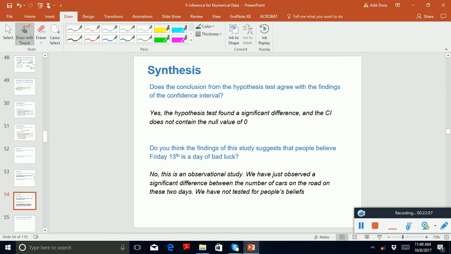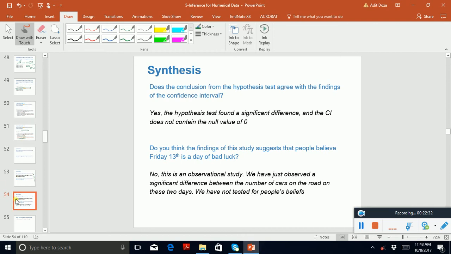Well, no, this is just an observational study. We have just observed a significant difference between the number of cars. It's nothing to do with people's belief. So don't just think that Friday the 13th is a bad day and that's why people are driving less. Maybe that's not true. It's just an observational study.